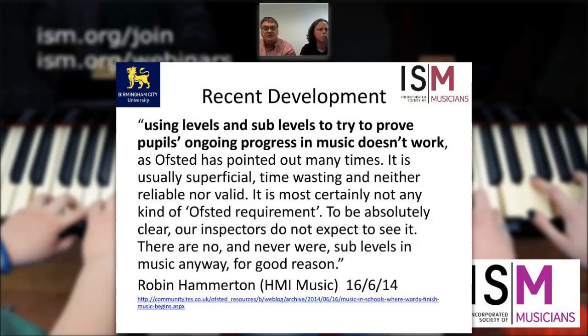And I think this is a really powerful statement from Ofsted, and this is such an important thing that we need to be waving in front of senior leadership teams. We really, really do need to be looking into what's going on. Are there levels in your school? Are there sub-levels? What's the point of them? What do they do? And it's important that whoever it is that's asking for them understands that they don't exist and that they have no validity either.